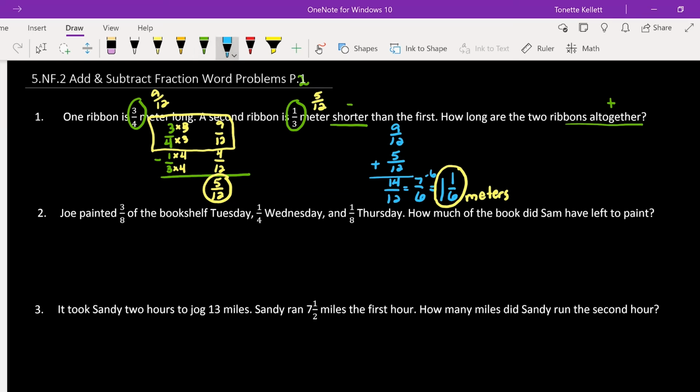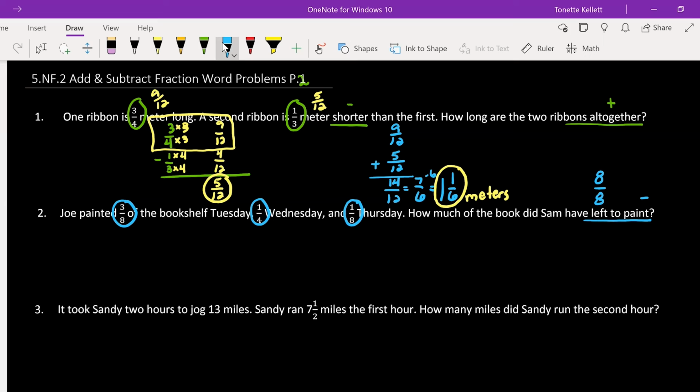Let's do the next problem. Joe painted 3/8 of the bookshelf on Tuesday, 1/4 on Wednesday, 1/8 on Thursday. How much did he have left to paint? This is another one that we're going to have to do all together and then subtract it from the whole. So looking at 8, 4, and 8, finding a common denominator. 4 can go into 8, so 8 is going to be my whole. So I'm going to subtract from 8/8.